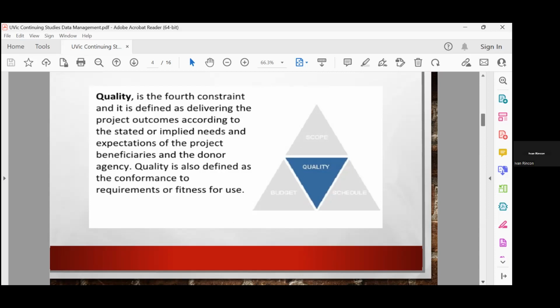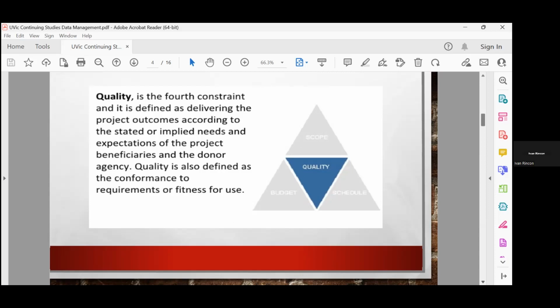So once you have those three variables, scope, budget, schedule, work, time, resources, you have to analyze what it means in the context of what you are going to deliver. What is the quality that you are going to offer? And that is the fourth dimension. Because at some point you may want to go back and say, you know what?